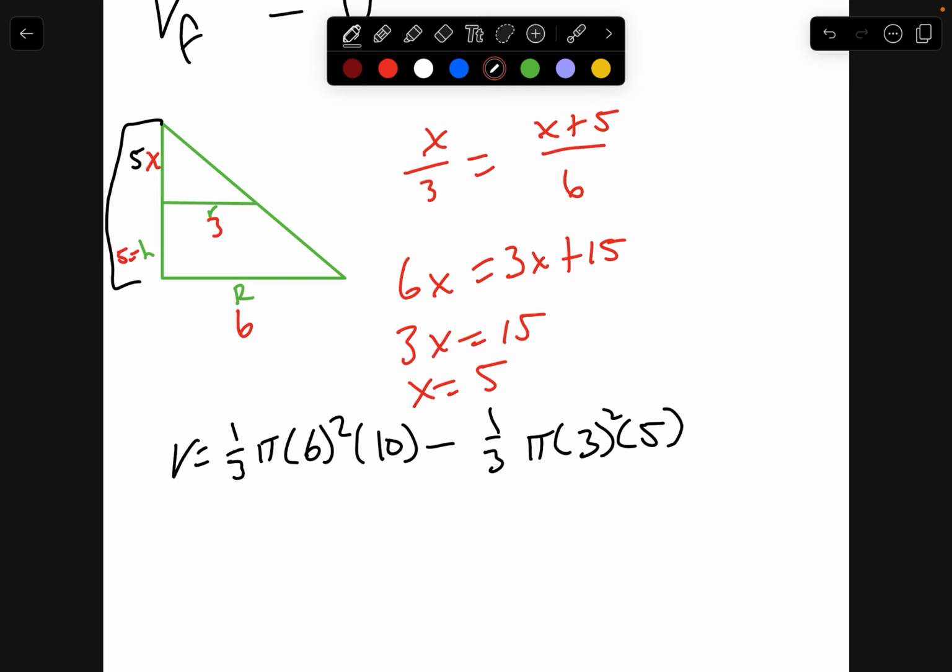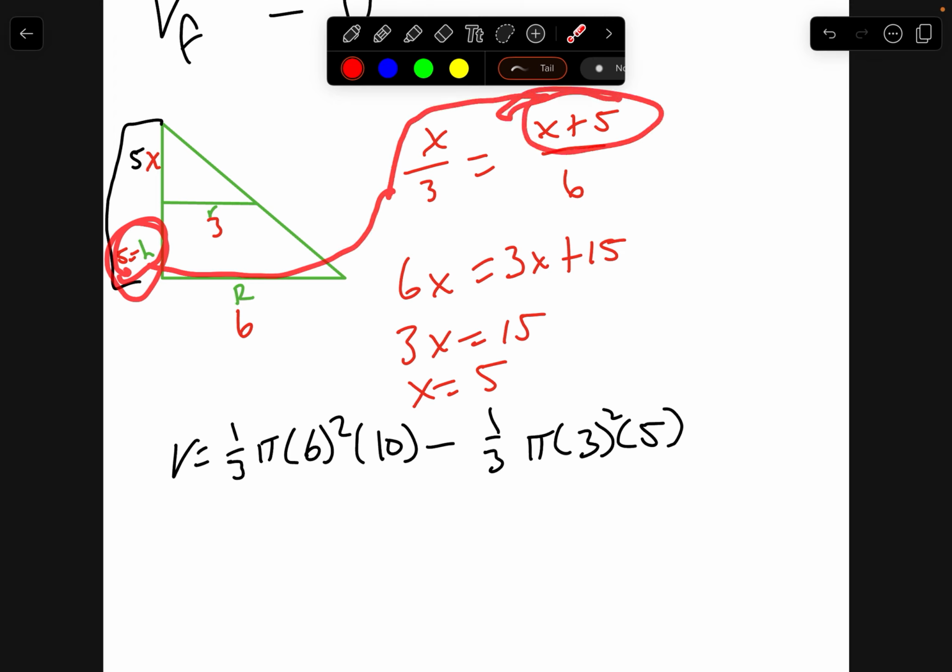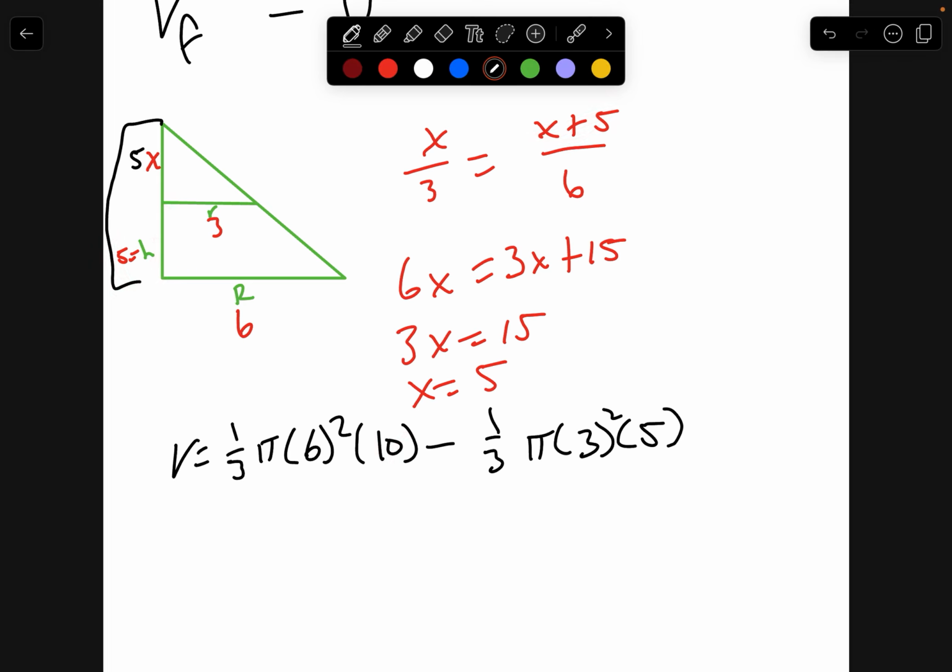This is really important, guys. This 5 never shows up by itself. In our proportion, it's x plus 5. And in our volume, it's 5 plus 5. That 5 never shows up by itself. We never work on the frustum directly. So this spot should never show up by itself anywhere. You've got to be really careful with that. So when you multiply this out, 360 over 3 is 120 pi, minus 9 times 5 over 3, which is 15 pi. So this is 105 pi.